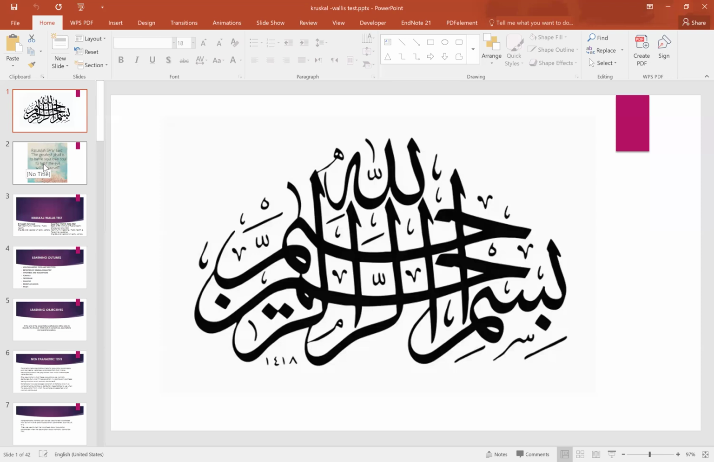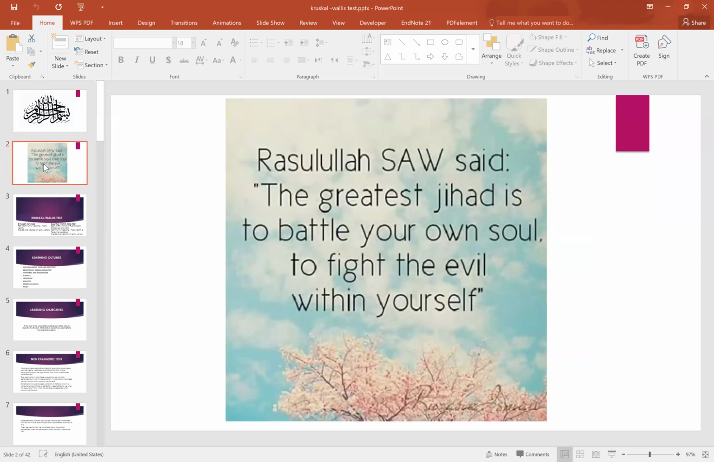Bismillahirrahmanirrahim. Quote of the day. Rasulullah sallallahu alaihi wasallam said, "The greatest jihad is to battle your own soul, to fight the evil within yourself."